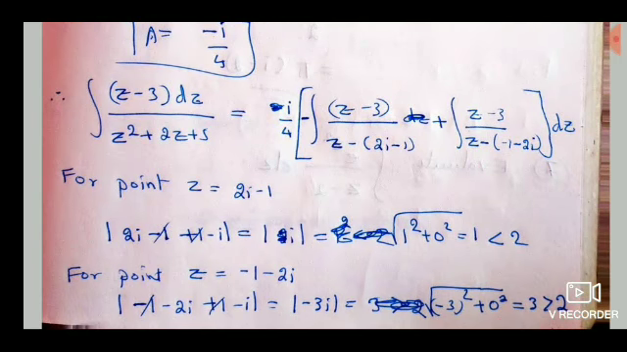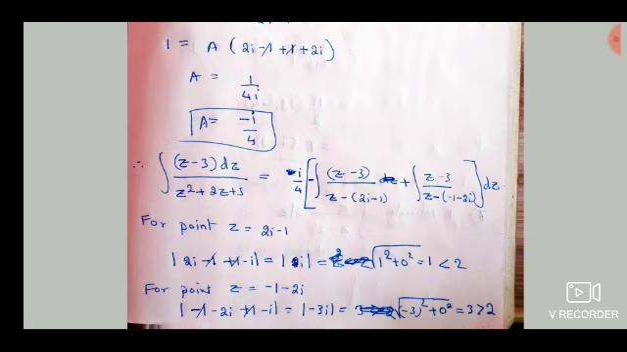The same thing I'll try for the other point, minus 1 minus 2i. I'll substitute it inside: minus 1 minus 2i plus 1 minus 1 cancels here and minus 3i you will get. Modulus of minus 3i, square of imaginary part and real part, and take the square root together and you will get 3, which is more than 2. So this point lies outside the circle.